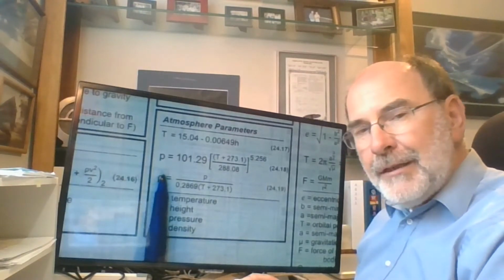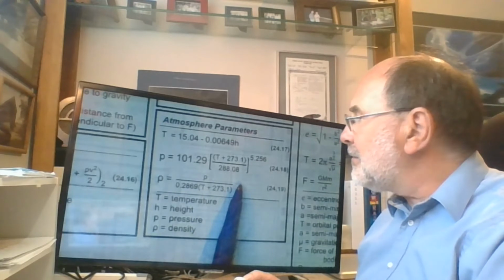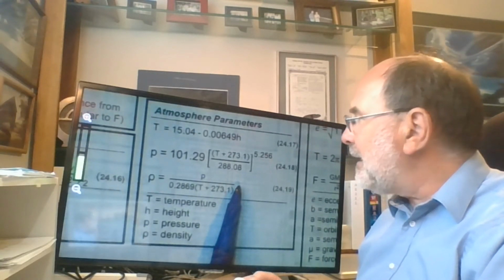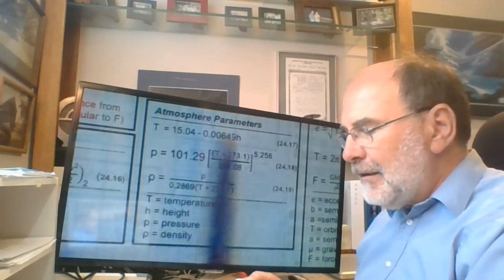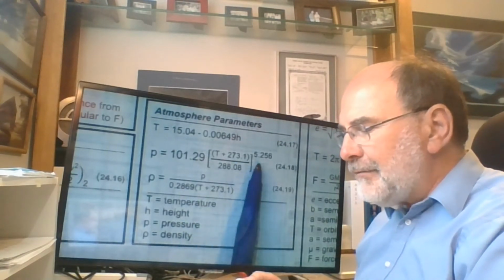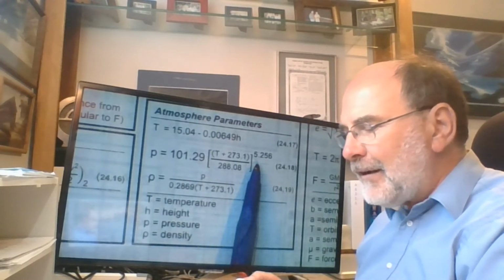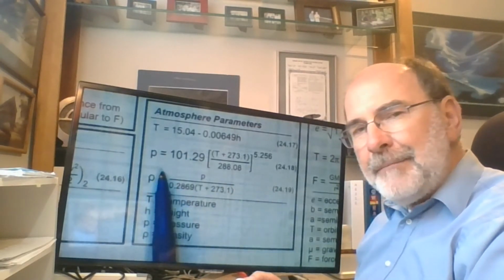Then the pressure at that altitude is equal to 101.29 times this term here that you can maybe make out. It says the temperature from the previous calculation plus 273, really should be 0.15, divided by the gas constant, 288.08, and then raise all of this to the exponent of 5.256. Plug that in, and you'll get the atmospheric pressure at that altitude.